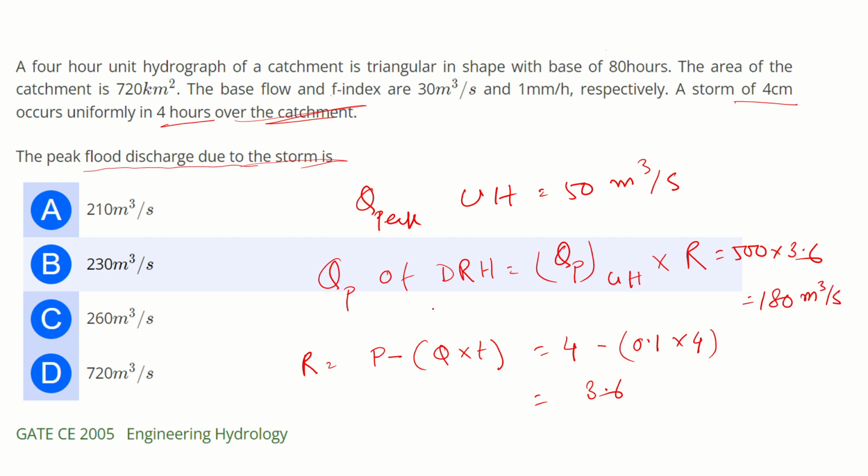अगर DRH में मिल गया तो what is the Q peak of flood hydrograph? This will be Q peak of DRH 180 plus base flow 30. That means 210 meter cube per second. Okay, 210 meter cube per second.